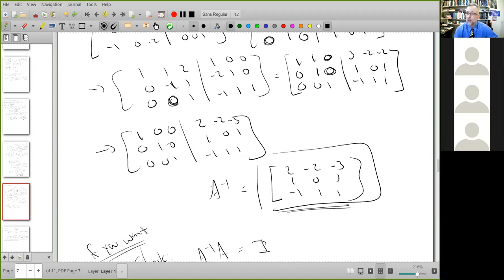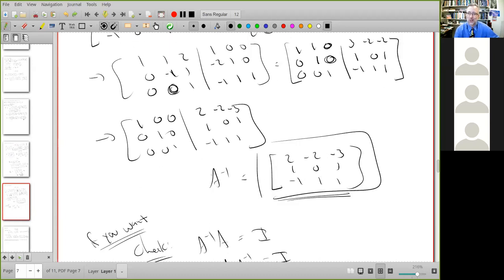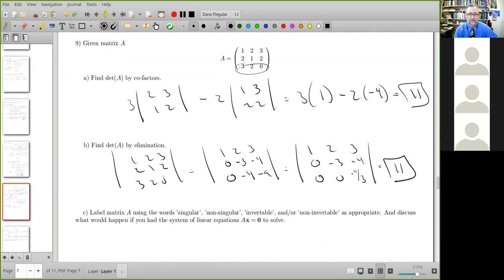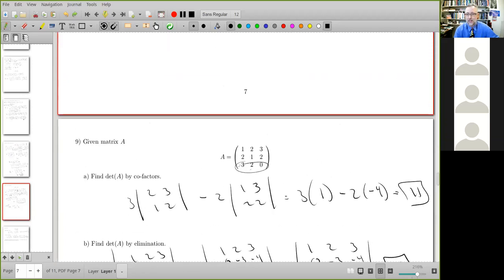And again, the things I don't like to see is all of your work being wrong, and then you write the correct answer. Determinants.